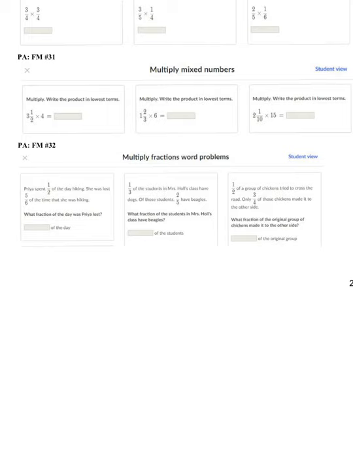Hey guys, so it is Tuesday, and today you are going to learn about multiplying mixed numbers and multiplying fractions in word problems. So, let's start with the mixed numbers.